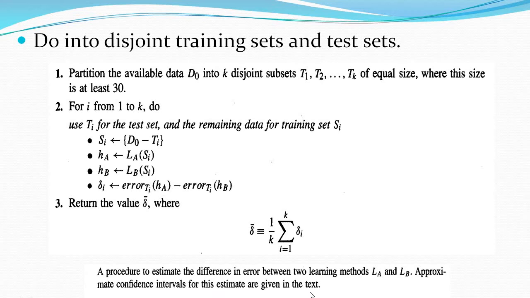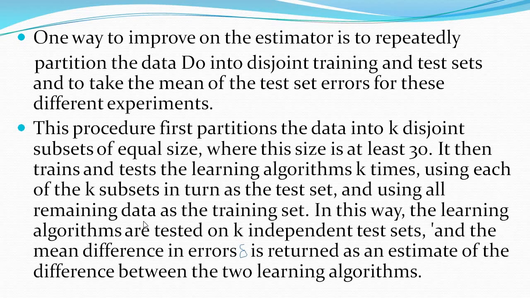Estimating the difference between these two involves considering approximate intervals for the estimate. One way to improve the estimator is to repeatedly partition the data D0 into disjoint training sets and test sets and find the mean of the test set errors from the different experiments. What is the estimator? The sample error is considered an estimator for the true error. What is the sample error you are getting?